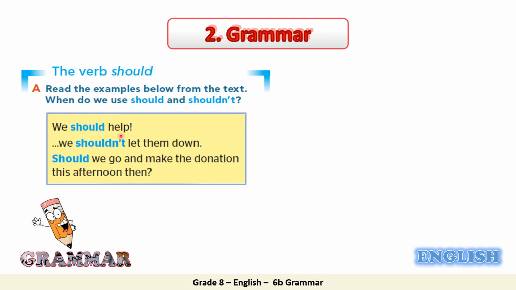Now, like most modal verbs, should can be used in many different ways. Let's have a look at activity A. Read the examples below from the text. When do we use should and shouldn't? Let's read the examples together, dear students. We should help. We shouldn't let them down. Should we go and make the donation this afternoon then? So what do you think, dear students? When do we use should and shouldn't?